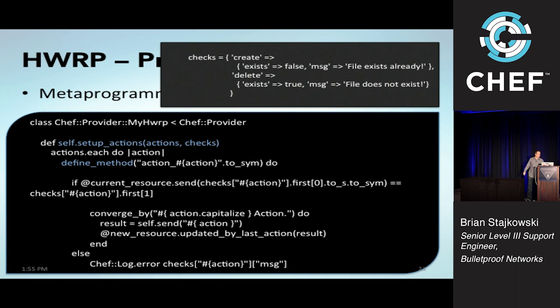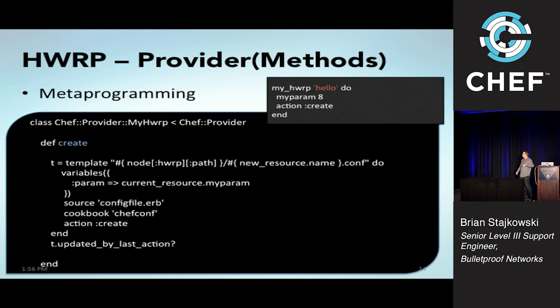Now what that gives you, and here's the actual create method that's called. It's the same as before. But now what that gives you is I can create as many actions as I want within my resource file, set up that hash, and I can just create these create methods. I don't need to state the converge_by every time. I don't need to do the checks every time. I don't need to state the log message every time. That's already done for me.